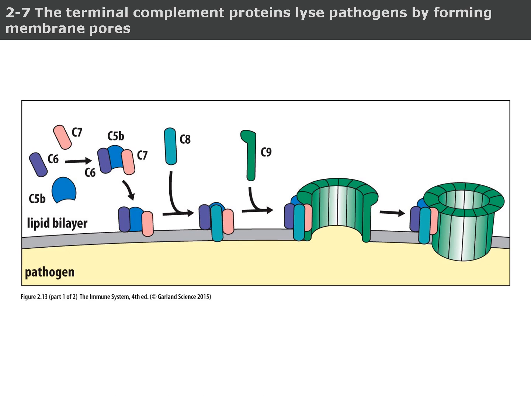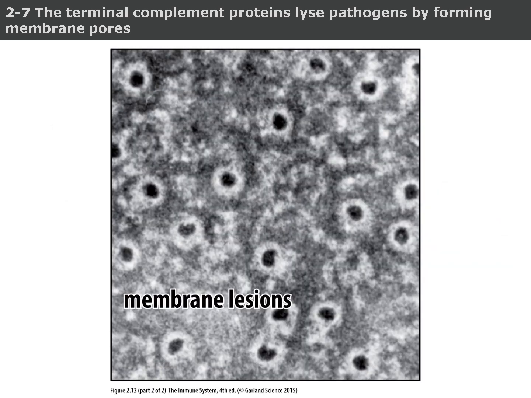This image shows an electron micrograph of a pathogen's membrane after attack by the membrane attack complex. The dark circular structures labeled as membrane lesions are actual pores formed by the complement system's terminal proteins. These pores penetrate and disrupt the lipid bilayer of the pathogen. As a result, the integrity of the membrane is compromised, leading to leakage of the cell's contents and eventually causing cell lysis and death. This is the final destructive step in the complement cascade.